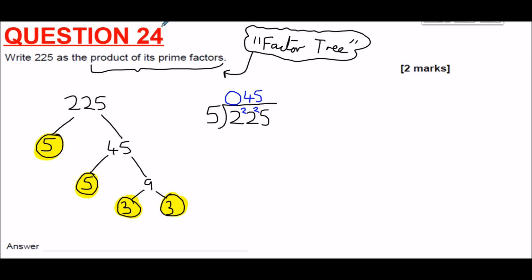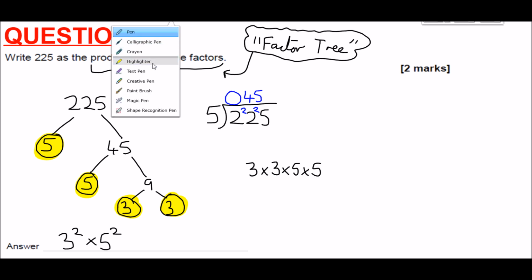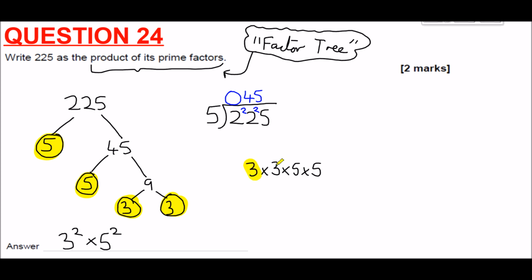The only final thing to do now is to write these numbers in order, multiplied together. So 3 times 3, we can write as 3 squared, multiplied by 5 times 5, which is 5 squared. If you can get into the habit of writing it in this form, it's much better. Longhand, it's this, 3 times 3 times 5 times 5. Just all the numbers you've circled in a row, multiplied by each other. So in power form, 3 squared times 5 squared.